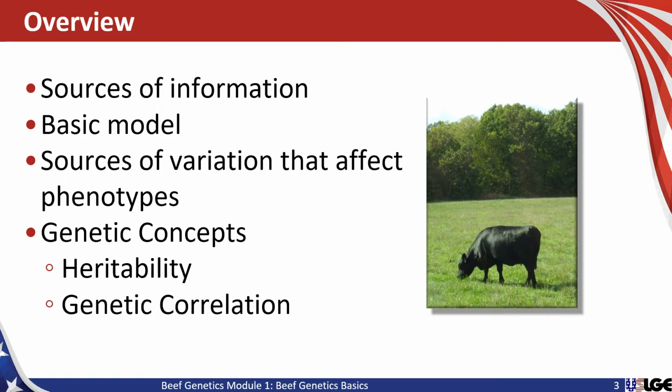An overview of today's module focused on beef genetics basics includes a review of the sources of information that we use in genetic prediction for beef cattle, an overview of the basic genetic model, some discussion about the sources of variation that affect phenotypes that we collect in the beef business, and lastly, a review of some genetic concepts, including heritability and genetic correlation.